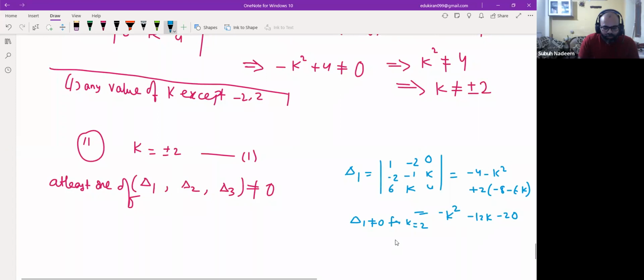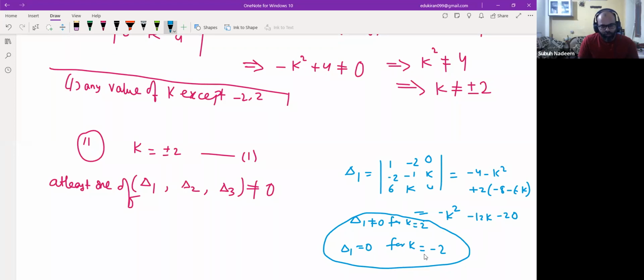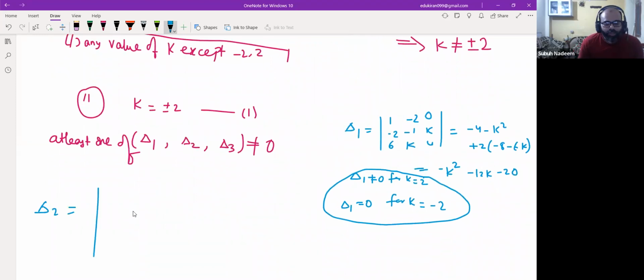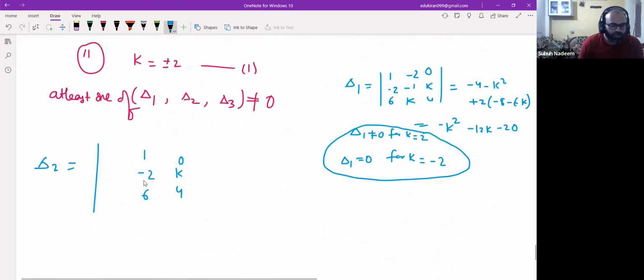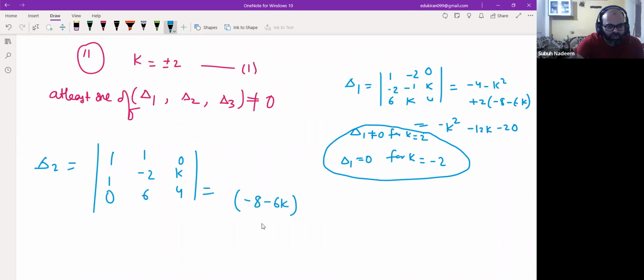But if you take k equal to minus 2, it will become 0. 24 minus 24, it will be 0. So for 2, it is becoming not 0, and for minus 2, it is becoming 0. So your journey does not end here. You have to do further calculations also. So delta 2 also you have to find. Now delta 2 will be 1, minus 2, 6 here, 0, k, 4 here, and the first column 1, 1, 0. This will become minus 4 to 8 minus 6k, and then minus 1 and 4, so minus 6k minus 12.